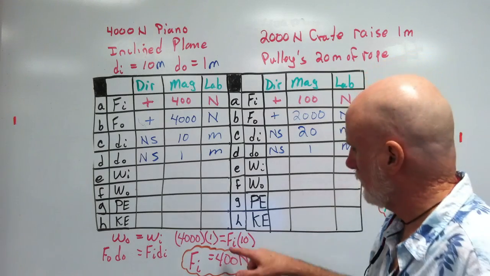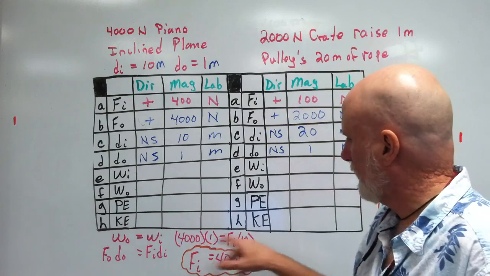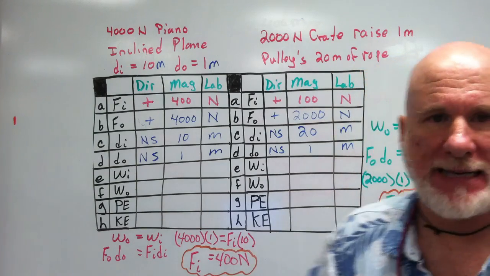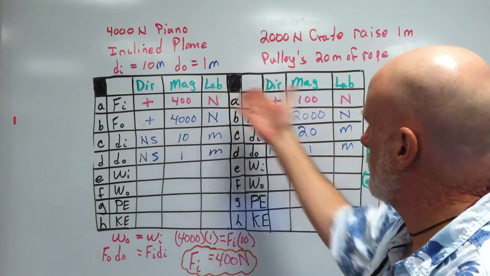4,000 times 1 equals Fi times 10. Divide through, 4,000 divided by 10 is 400 newtons, okay? And I put those numbers in.